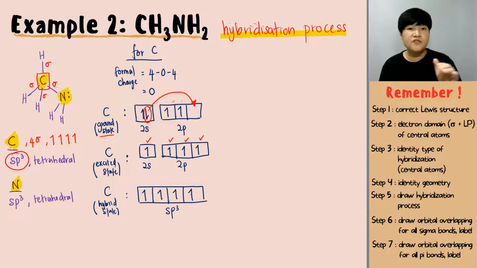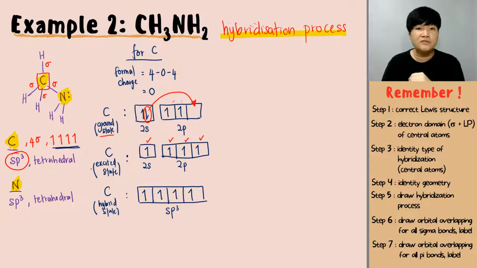And what are these 4 single electrons used for? Remember your 4 sigma bonds? That is your 4 sigma bonds. Simple. So this is the hybridization process for the central atom carbon. But we are not done yet. Why are we not done yet? Because we have 2 central atoms.